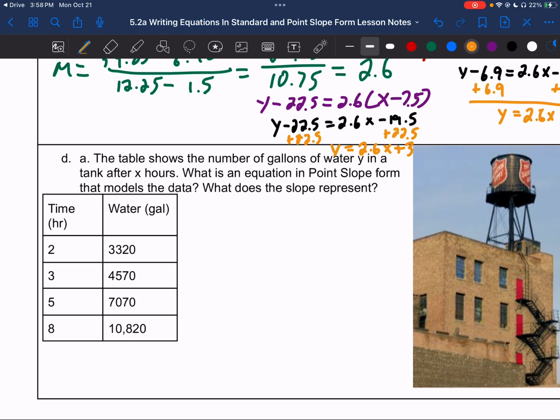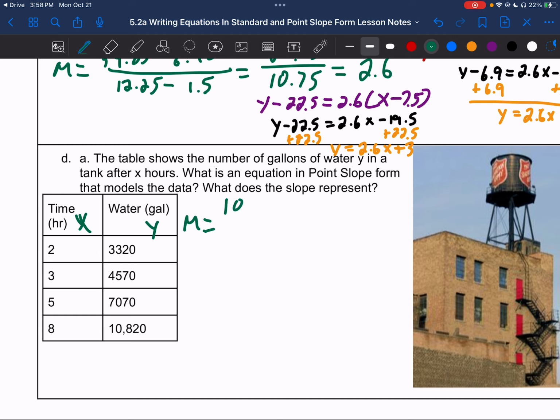All right, so letter D. The table shows the number of gallons of water, y, in a tank after x hours. Write an equation in point slope form that models this data. Okay, so let's do this. We want our equation in point slope form. I'm going to start with my starting amount, my highest value of my y value. So we're going to say time is x and gallons is y.